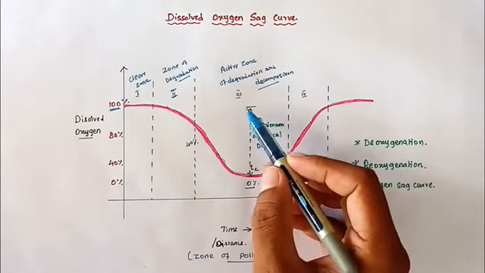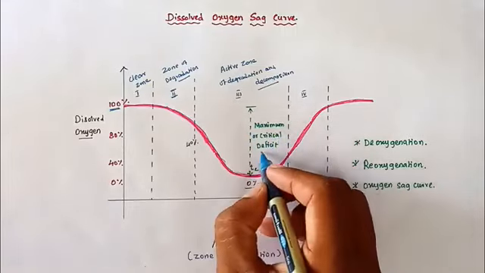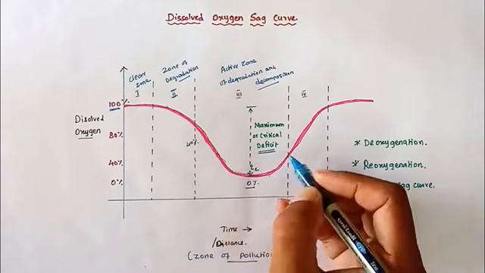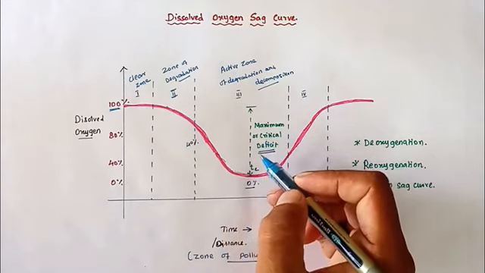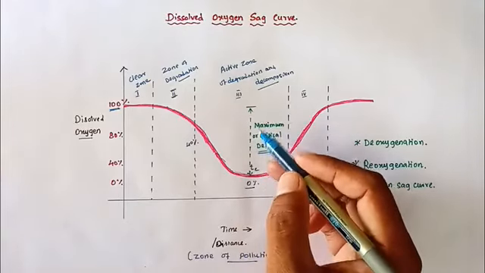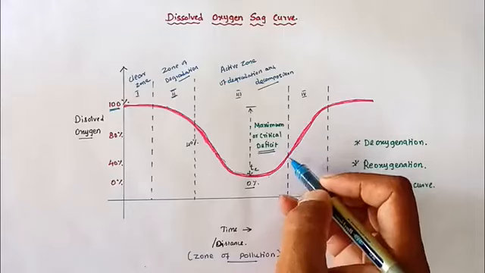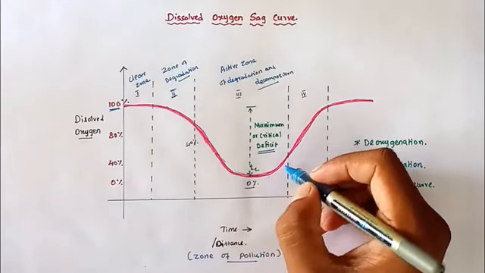Now this is the critical point we have to notice, the maximum critical deficit. So the maximum critical oxygen deficit is over here. After that comes reoxygenation, which means oxygen is added into the water. So the reoxygenation will start in the river, and the recovery process will be started.